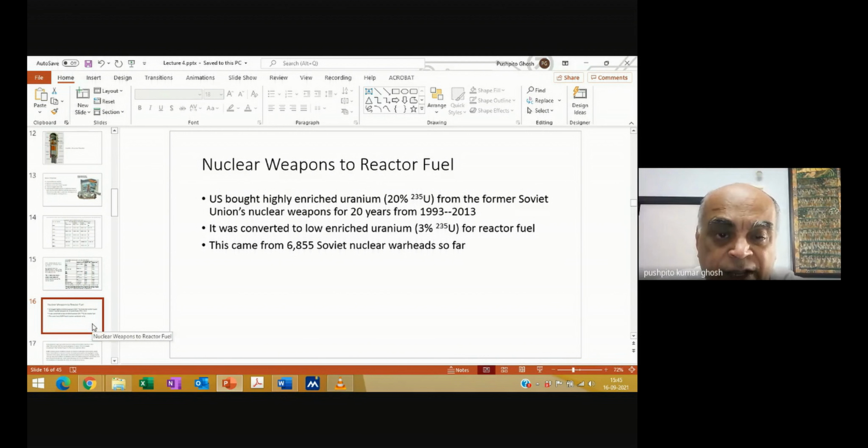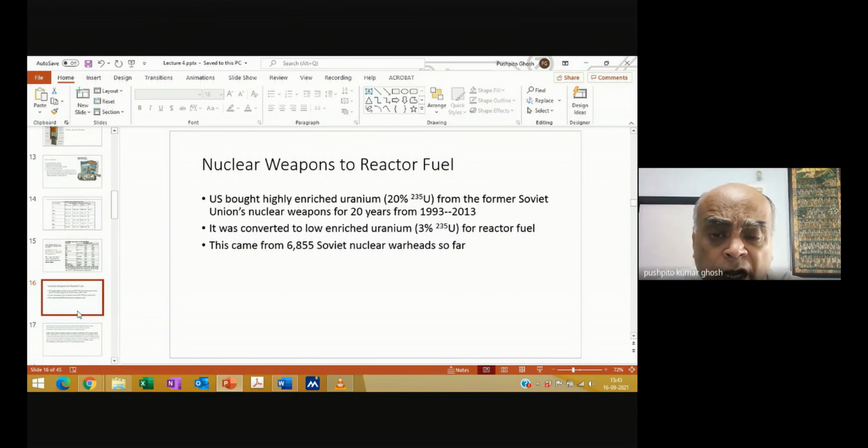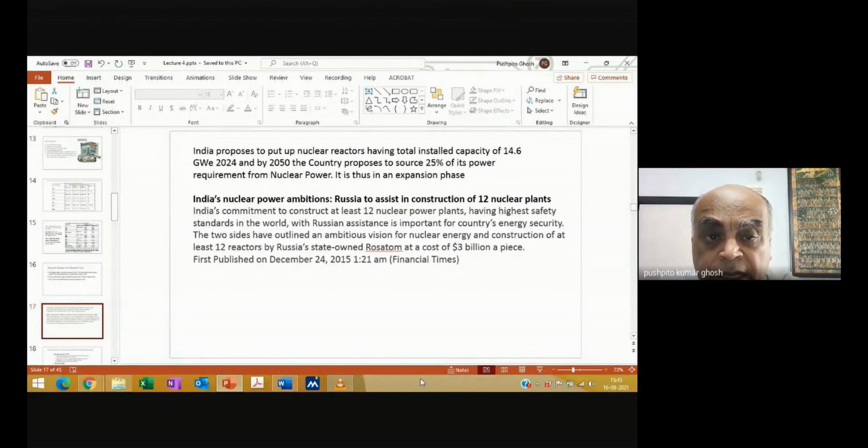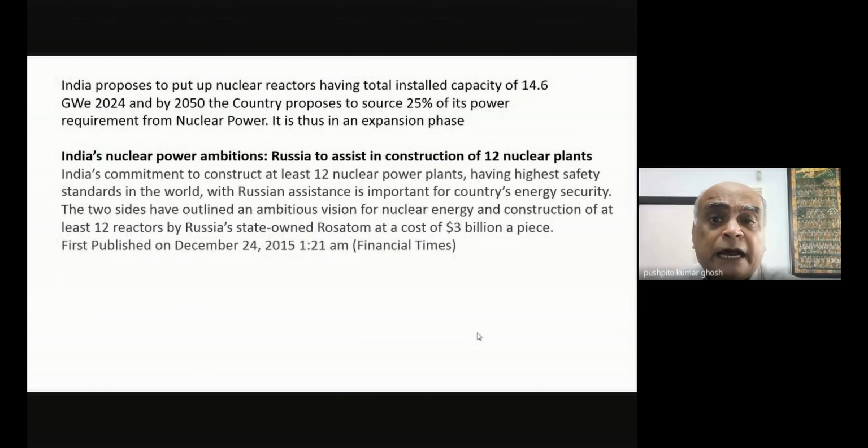So this has been another source. Any country which has nuclear weapons and is trying to dismantle them could use it as a source of nuclear energy. Now, just to tell you again what India's ambition is.